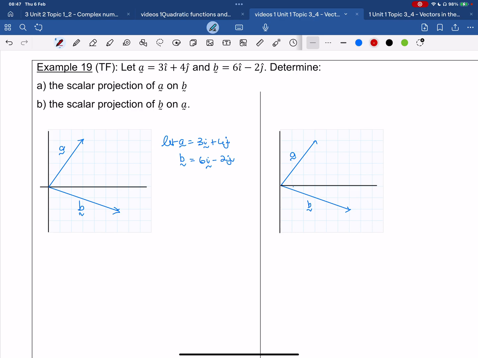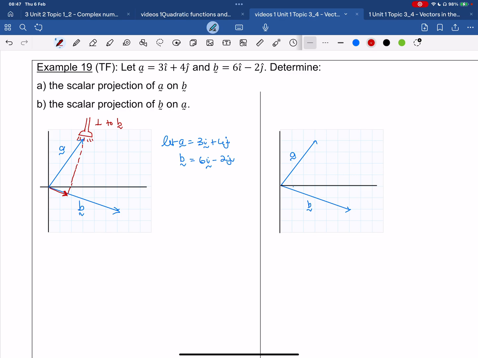And the easiest way to do that, and I'm not an artist, but you can imagine that this is a torch and I'm shining the light in this direction, perpendicular to my vector B. And A would cast a shadow, that's meant to be a straight line, onto B, and that little vector there is the scalar projection of A on B.